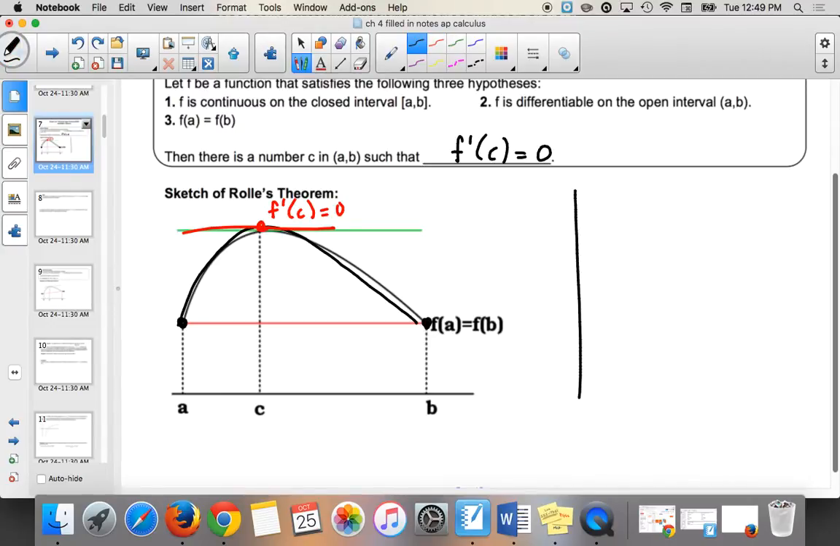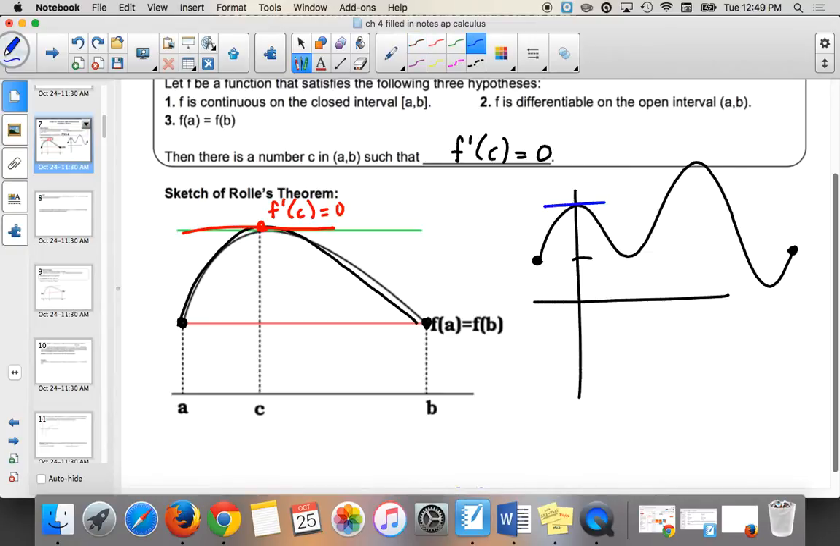You can have more complicated drawings. Maybe I have something like this, right? But these are at the same height. Then there are multiple places where my slope is equal to 0 between a and b. Do you see all those?